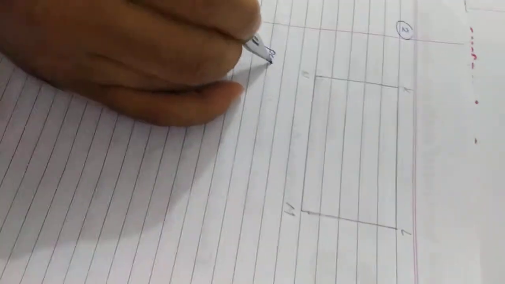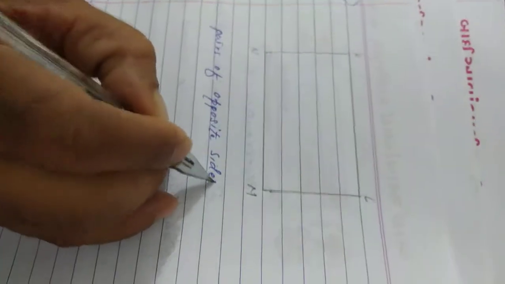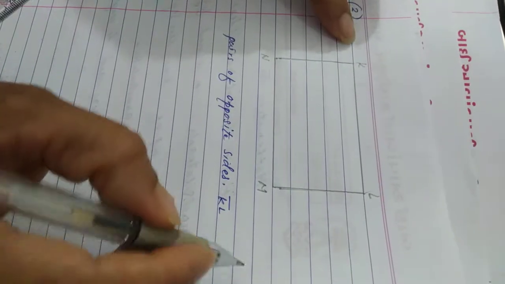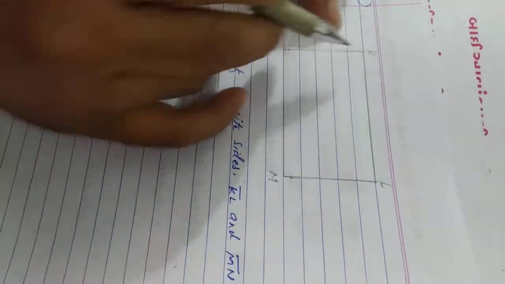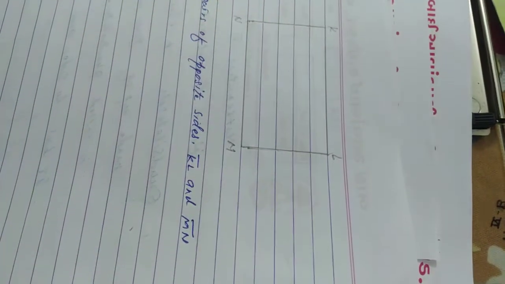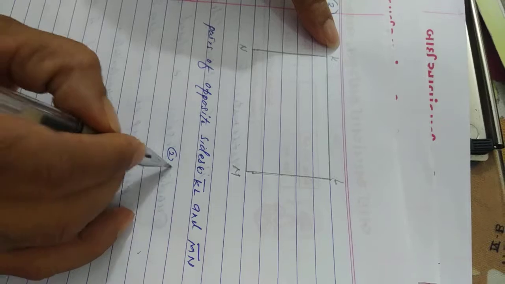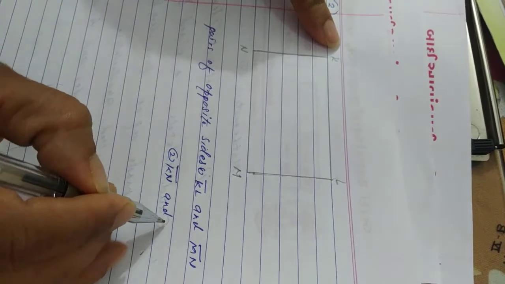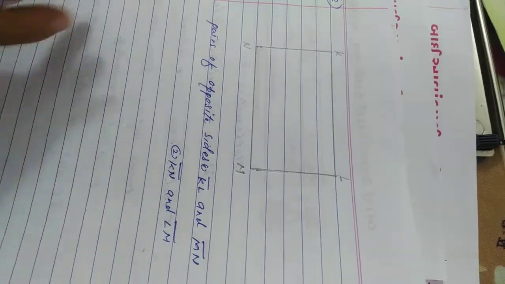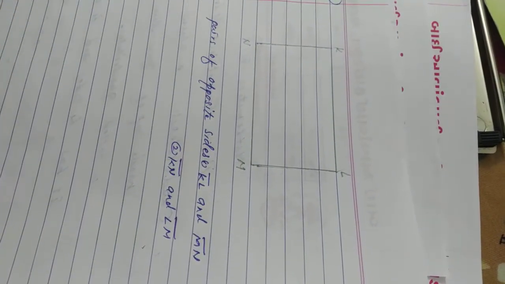Right? Then what is it asking? Two pairs of opposite sides. So which are the two pairs? Line segment KL and line segment MN, right? KL, MN. And which is the other pair? The first pair, right? Second pair, KN and LM. Right?